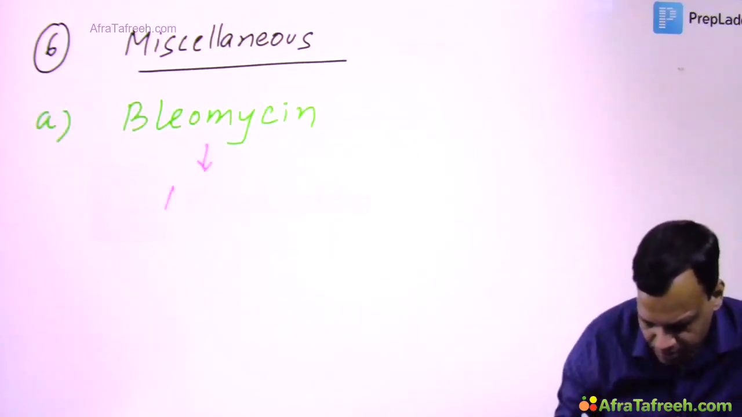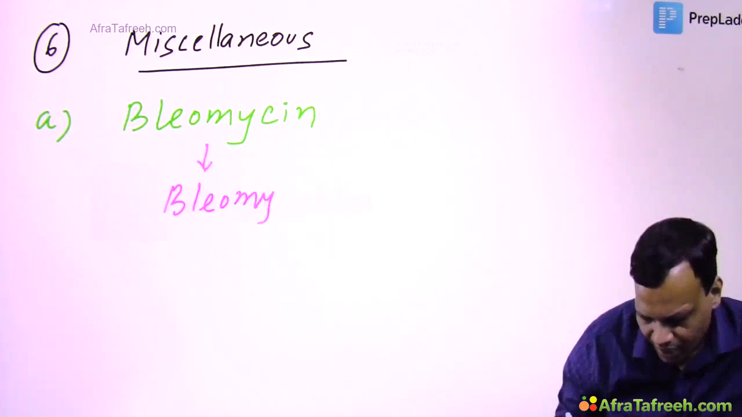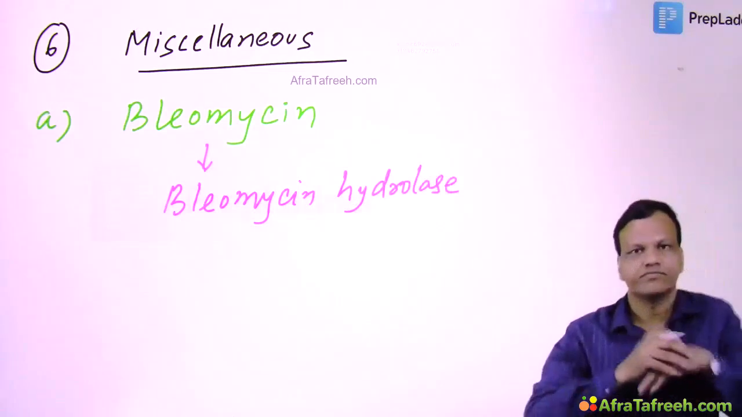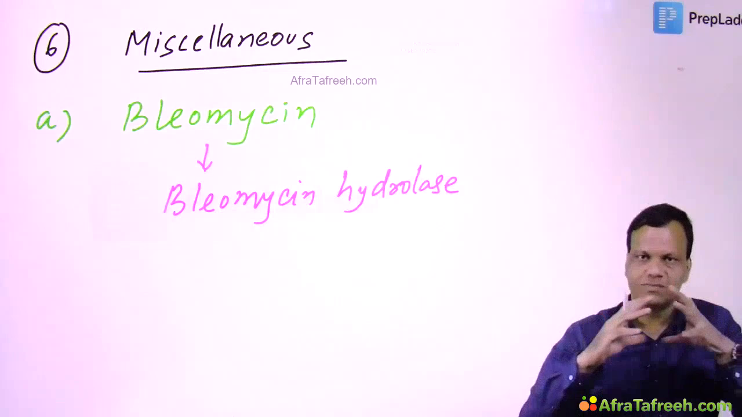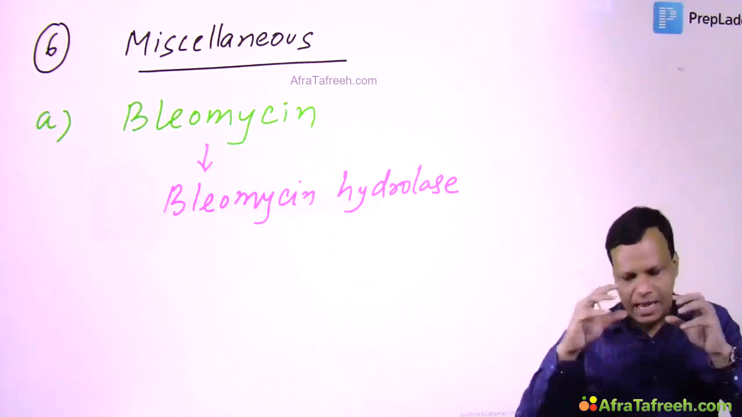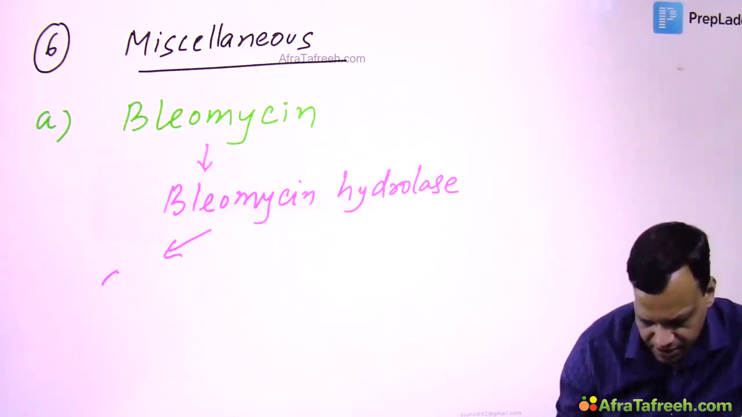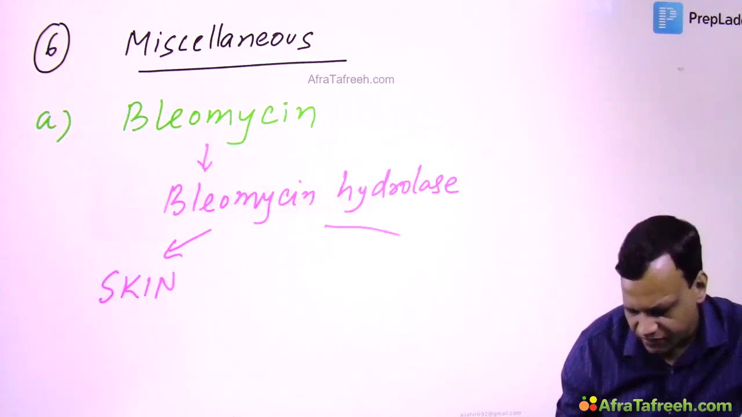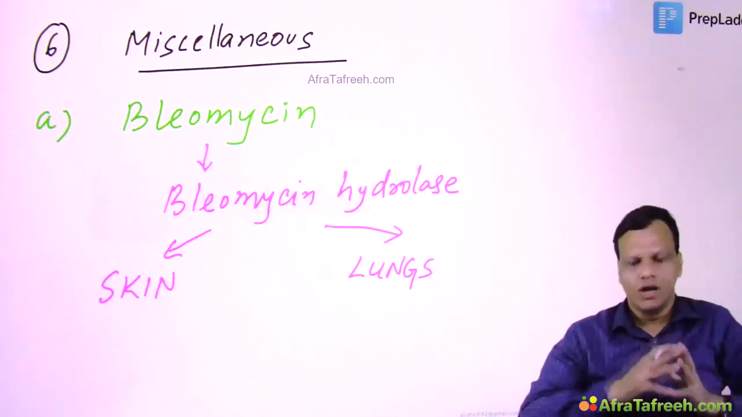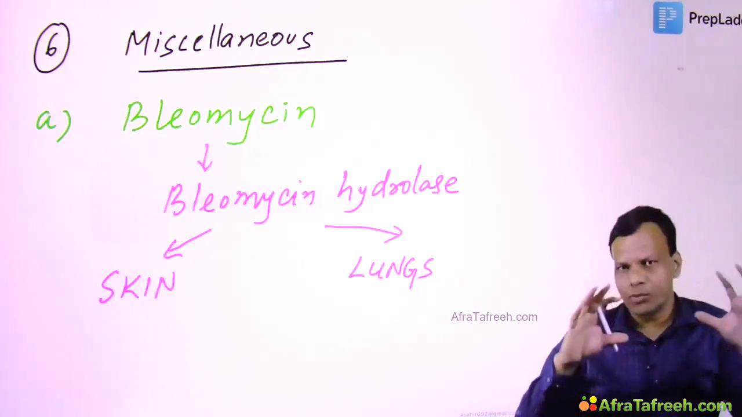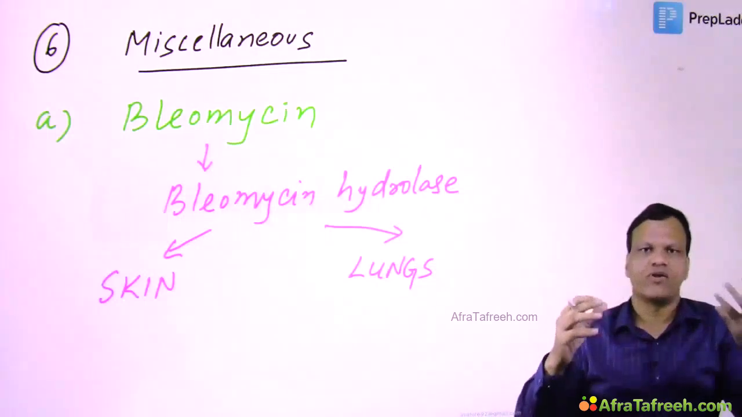Bleomycin is a drug which is metabolized by an enzyme called bleomycin hydrolase. Bleomycin hydrolase makes it inactive. And this enzyme is deficient at two places. One, it is deficient in the skin, and second, it is deficient in the lungs. So skin and lungs have lesser amount of bleomycin hydrolase. So in these two areas, bleomycin will not be broken appropriately. So they are at high risk of developing the toxicity.